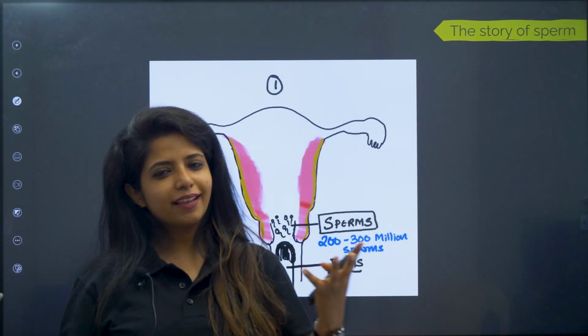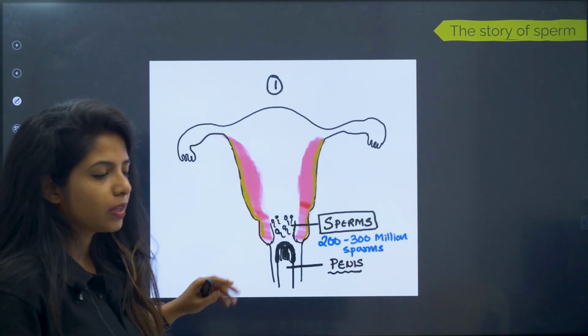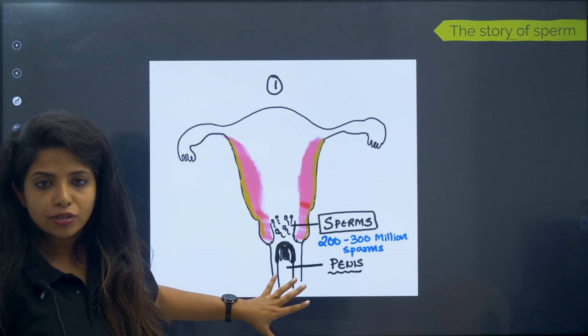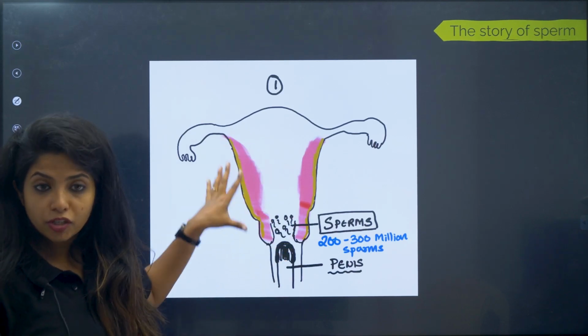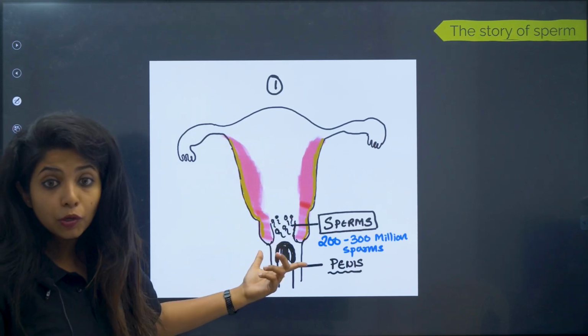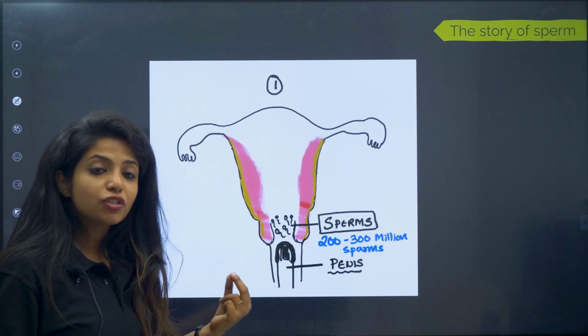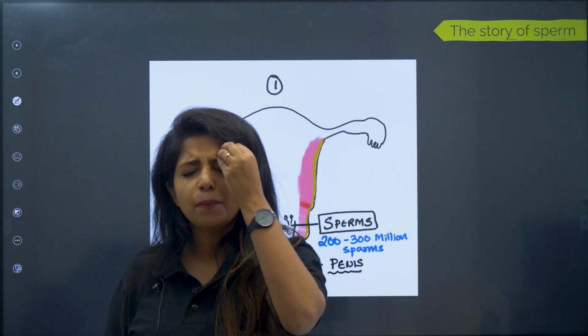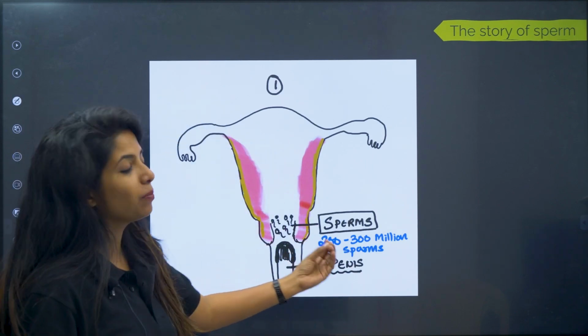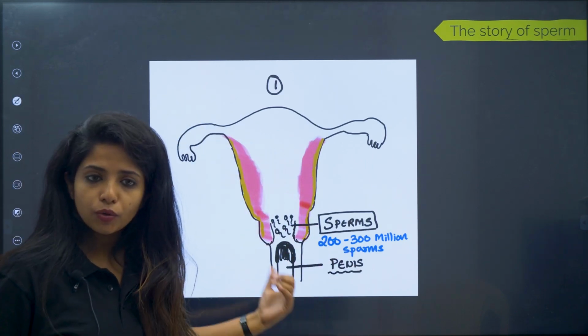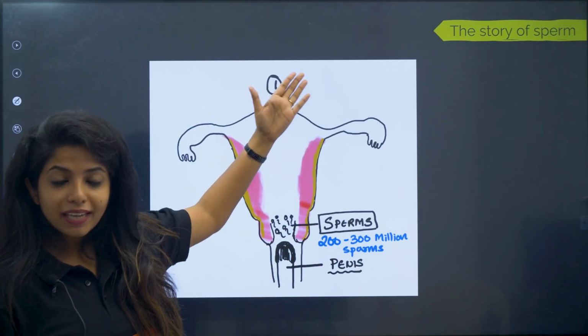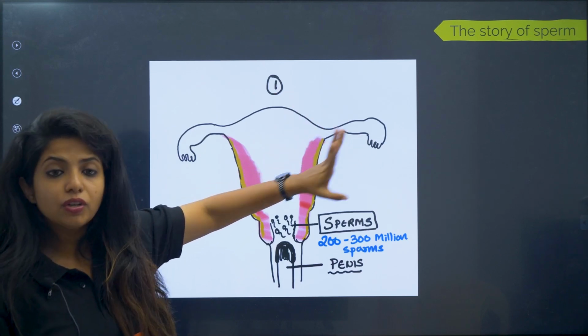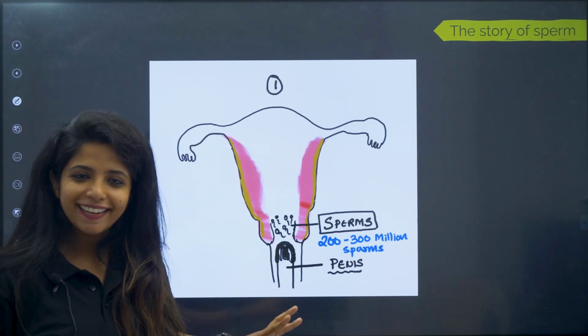Zona pellucida, this and that and everything. So first we'll talk about the sperm. So during insemination, that is when the penis enters the female genital tract, it releases the sperms. How many sperms are released during one ejaculation? It is around 200 to 300 million sperms. That many sperms are released. But do all of them reach where the egg is waiting in the ampulla region? No. What happens? Let's see.